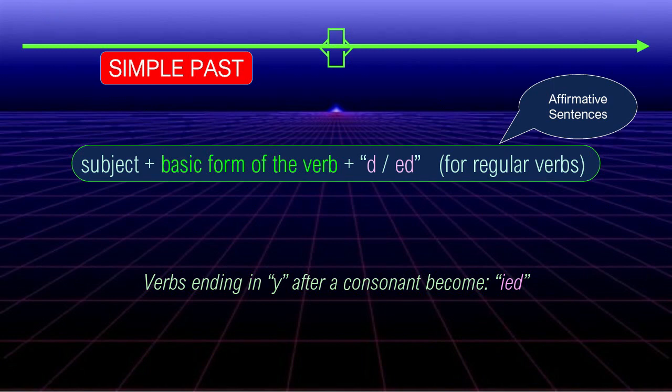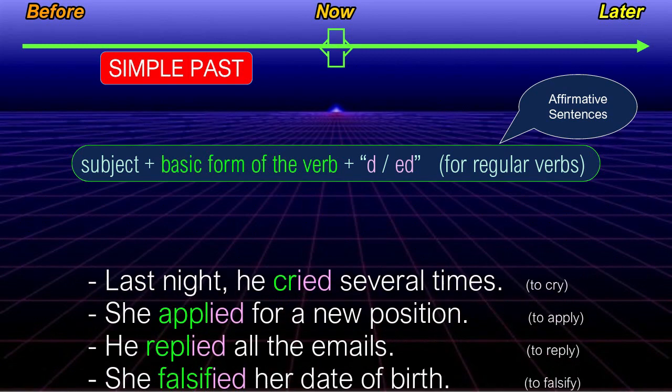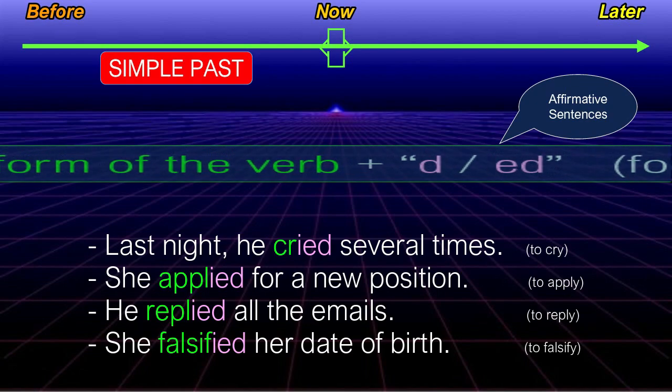Verbs ending in y after a consonant become ied. Last night, he cried several times. She applied for a new position. He replied all the emails. She falsified her date of birth.